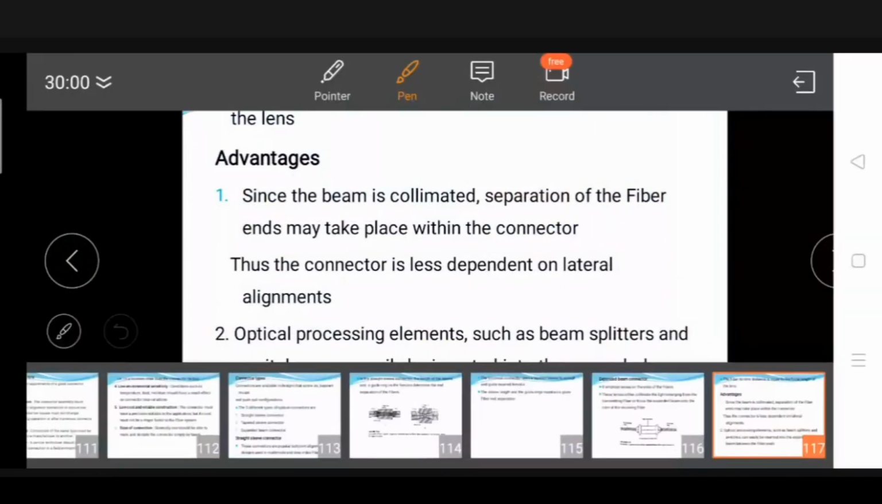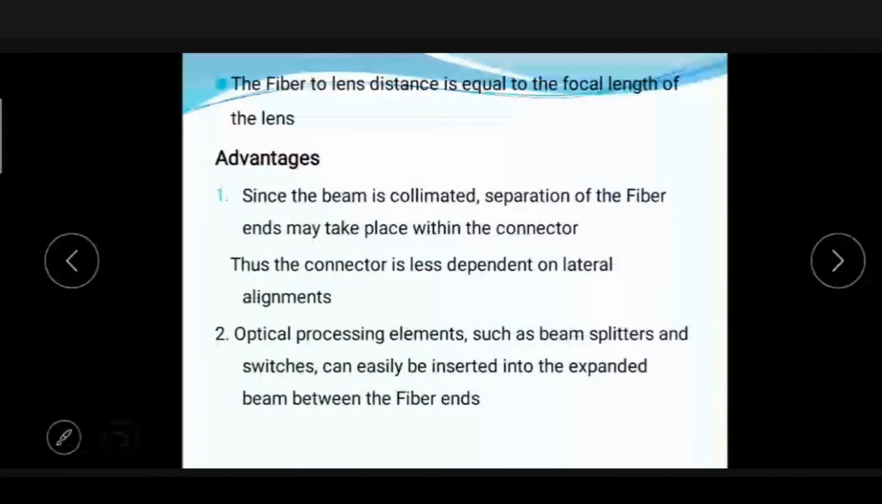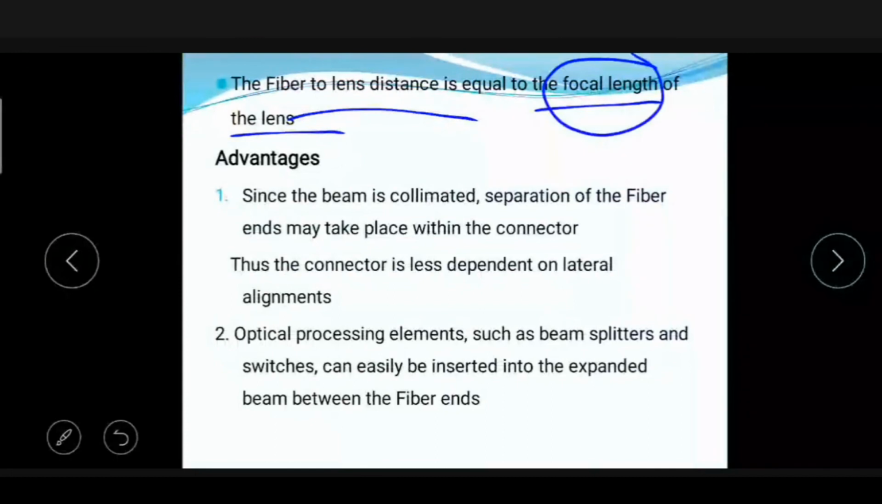Then the fiber to lens distance is equal to the focal length of the lens. I don't think you have this concept. No, it has been removed from your syllabus. So there is a concept of improving the coupling efficiency using a lensing scheme. Using that concept, we are considering the focal point or focal length of a lens. So earlier it was there.